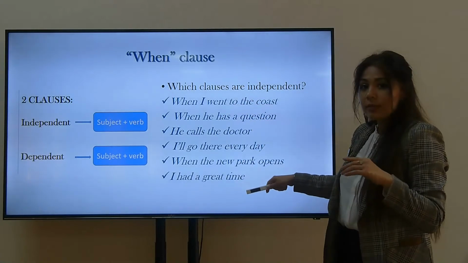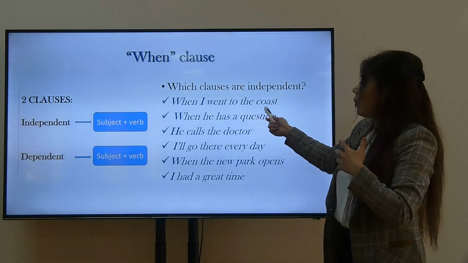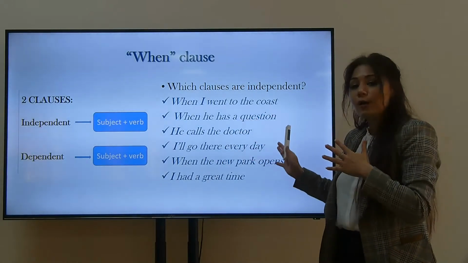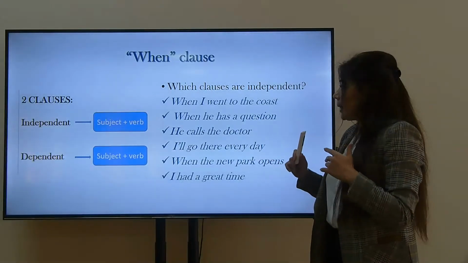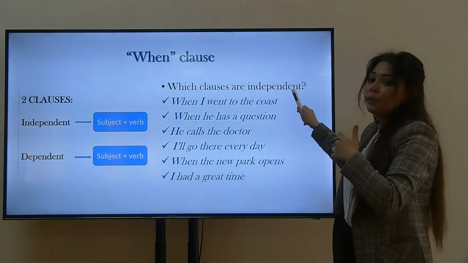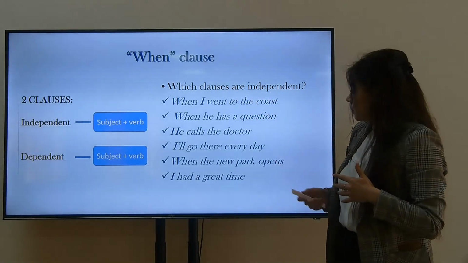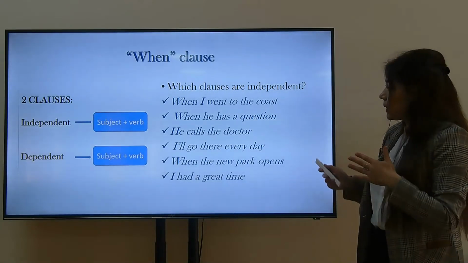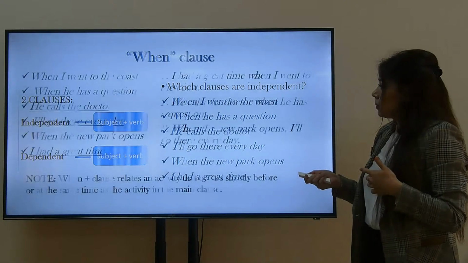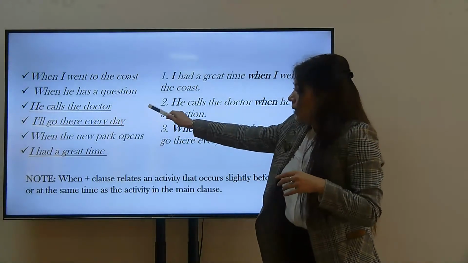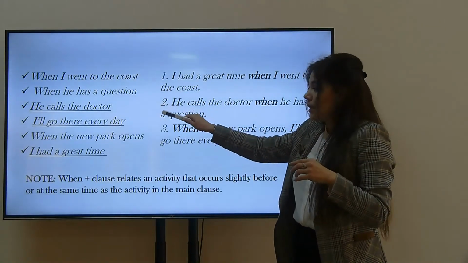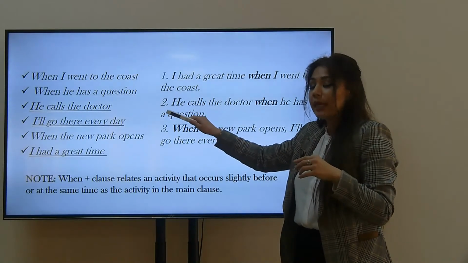Here are given, as you see, some clauses. For example, when I went to the coast, when he has a question, he calls the doctor. These are clauses. Now read them and think a little and find out which clauses are independent. Read them and think a little. Okay, dear students, underlined clauses are independent clauses. As you see, they can stand alone and make sense.